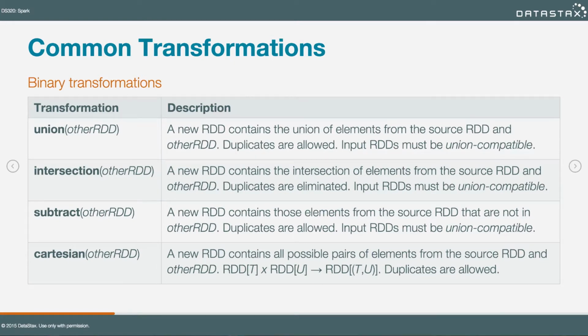Now, union creates a new RDD containing the union of the elements from the source and the other, with duplicates being allowed. Intersection returns all of the elements that are in the source RDD and the other RDD, with duplicates being eliminated. Subtract returns a new RDD containing all of the elements of the source RDD that are not in the other RDD. Finally, Cartesian creates the Cartesian product of the source RDD and the other RDD.